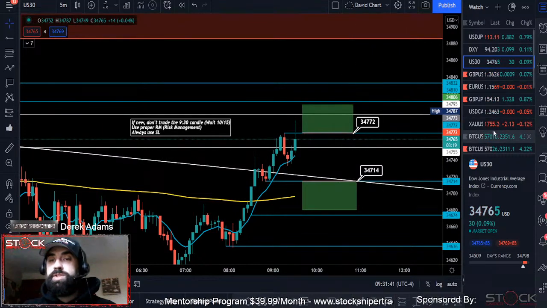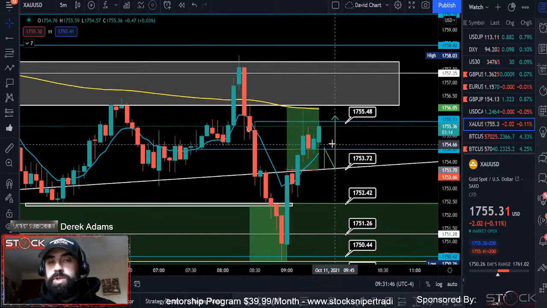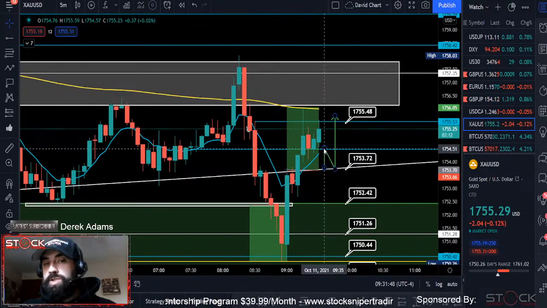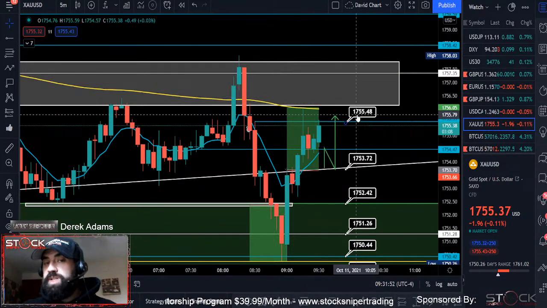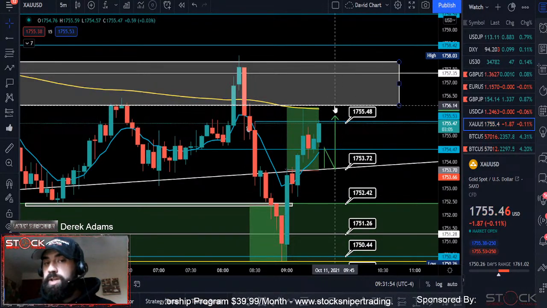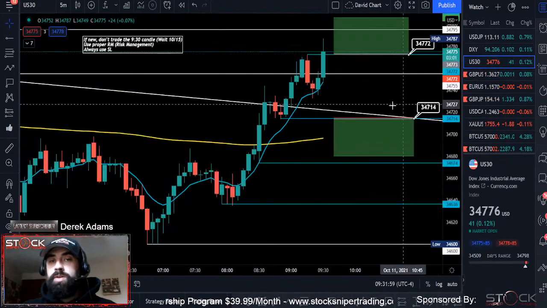Look at how choppy this is. Okay, look at gold, guys. Gold is still in a bullish pathway for this overall one we looked at before. Okay, you can see it's getting a little bit of top wick, but 1755 is getting hit again. So you can see it's looking very, very bullish, guys. All right, look at US 30.